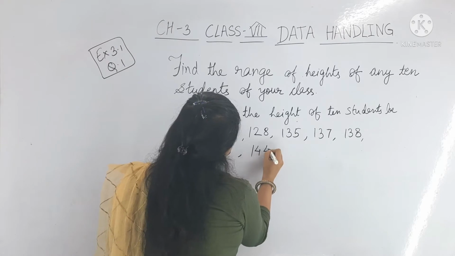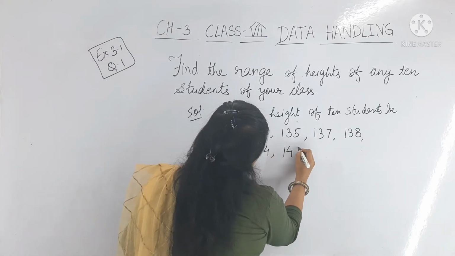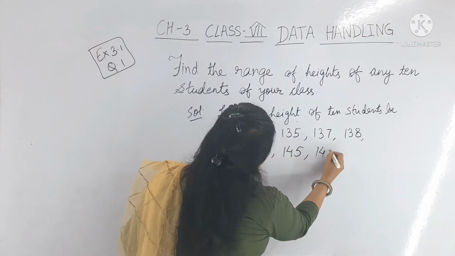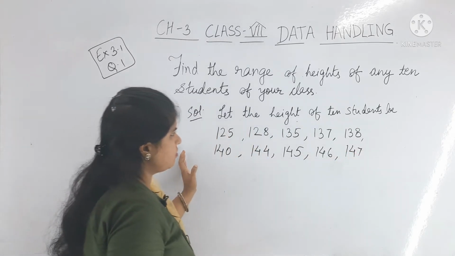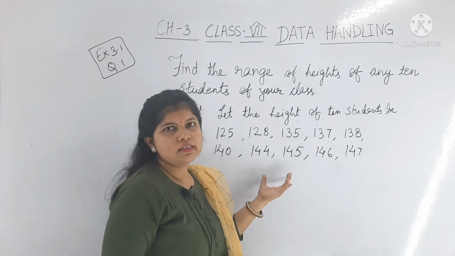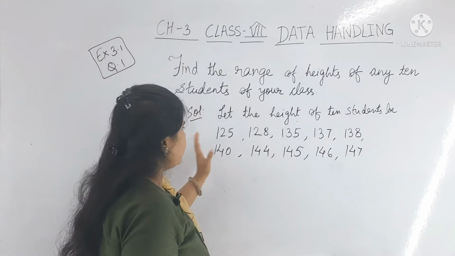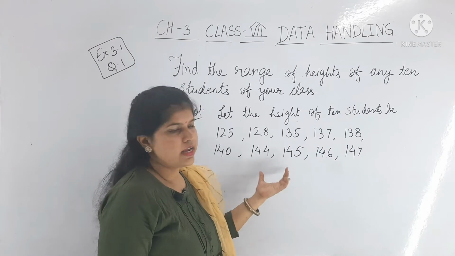140, 144, 145, 146, 147, like this. I am taking, you can take any values in centimeter. Okay, I am taking randomly any values of height.